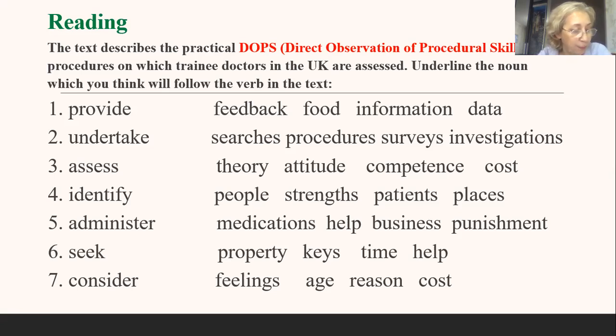Arun Chalam, what do you think? Feedback, food, information, data, ma'am. Yes, provide feedback. Provide the feedback. So there we have 4 nouns: feedback, food, information, data. So which noun do you choose? Feedback only, ma'am. Provide the feedback. I see. Okay. Then let us listen to Madhumita.